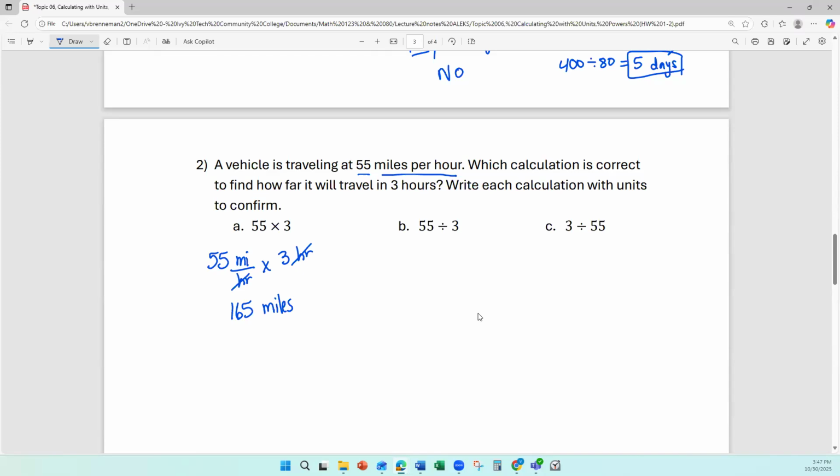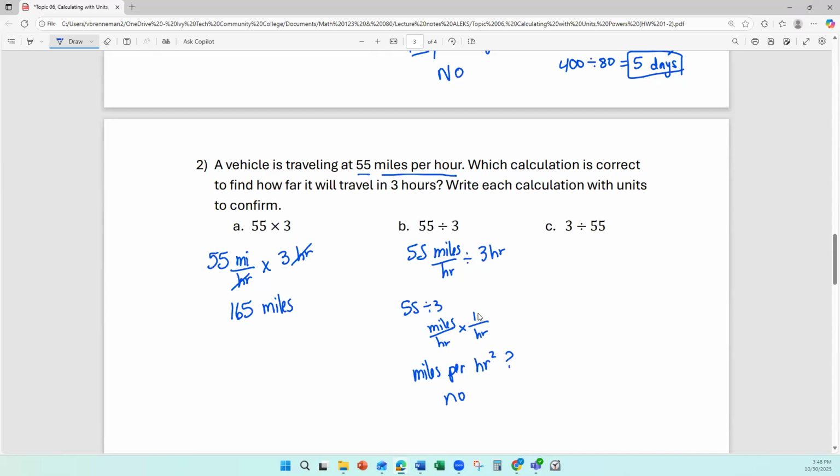If we try to do any of the other calculations, 55 miles per hour divided by 3 hours would be 55 divided by 3, but it would be miles per hour times 1 over hour. So the hour would go to the bottom because it's divided. That resulting unit would be miles per square hour. Again, no good. Not a unit that makes sense at all.